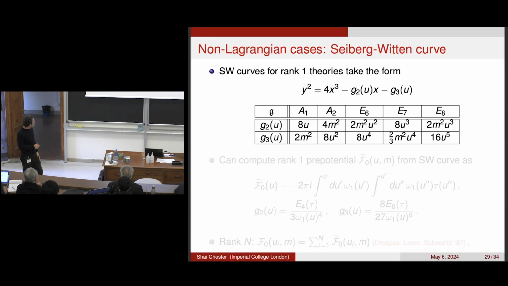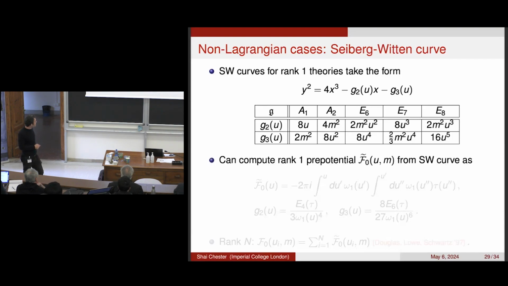So the point is that you have some elliptic curve, which is given by this equation y squared, and then it's cubic in x. You have these coefficients g2 and g3 as a function of u, and they're also going to be a function of the mass. And so we know what the Seiberg-Witten curve is for these theories, and this is the coefficients for the various theories we consider. And I'm only considering the rank 1 case right now. I'm not considering rank n, which is what I ultimately care about.